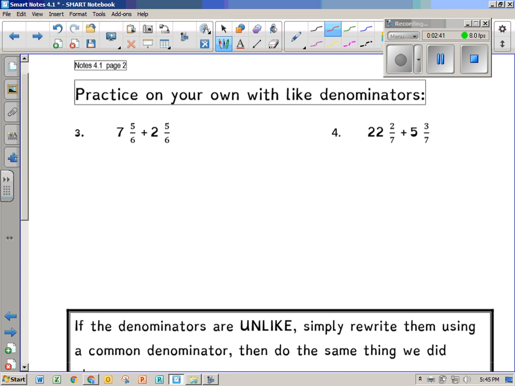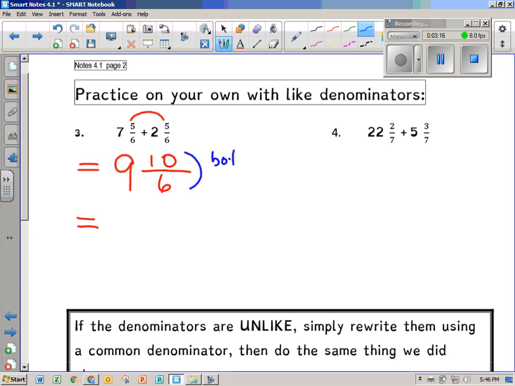If I were adding these together, it makes sense that I would have 7 plus 2, add the whole numbers, 5/6 and 5/6 is 10/6. Think of it as if you had 5 bananas plus 5 bananas, you'd still have bananas. So the sixth stays. The numerators get added. Well, 10 over 6, both of those are divisible by 2.